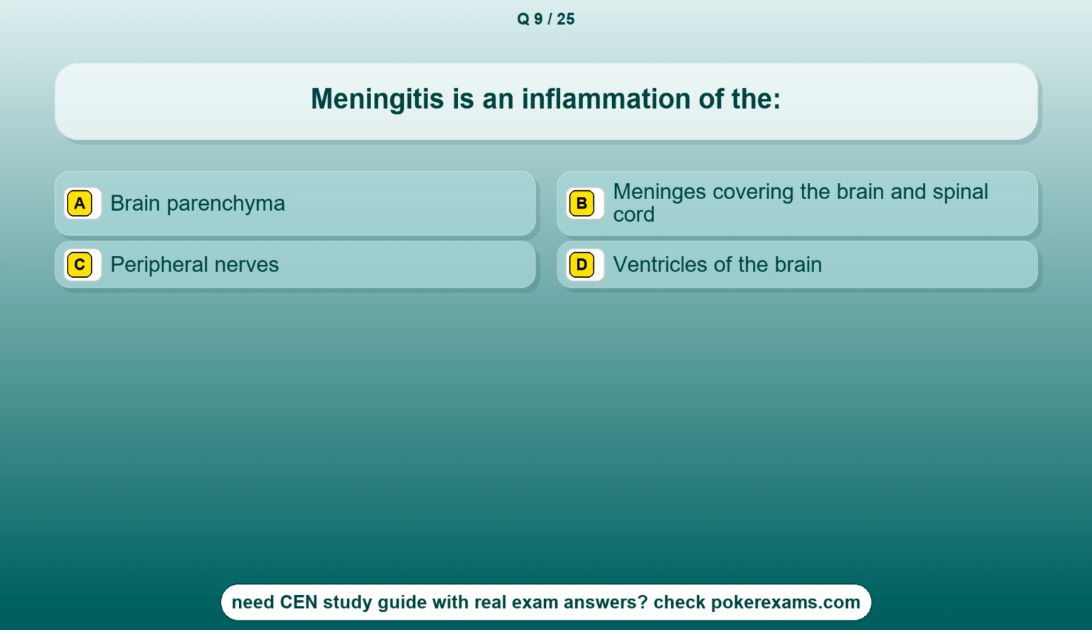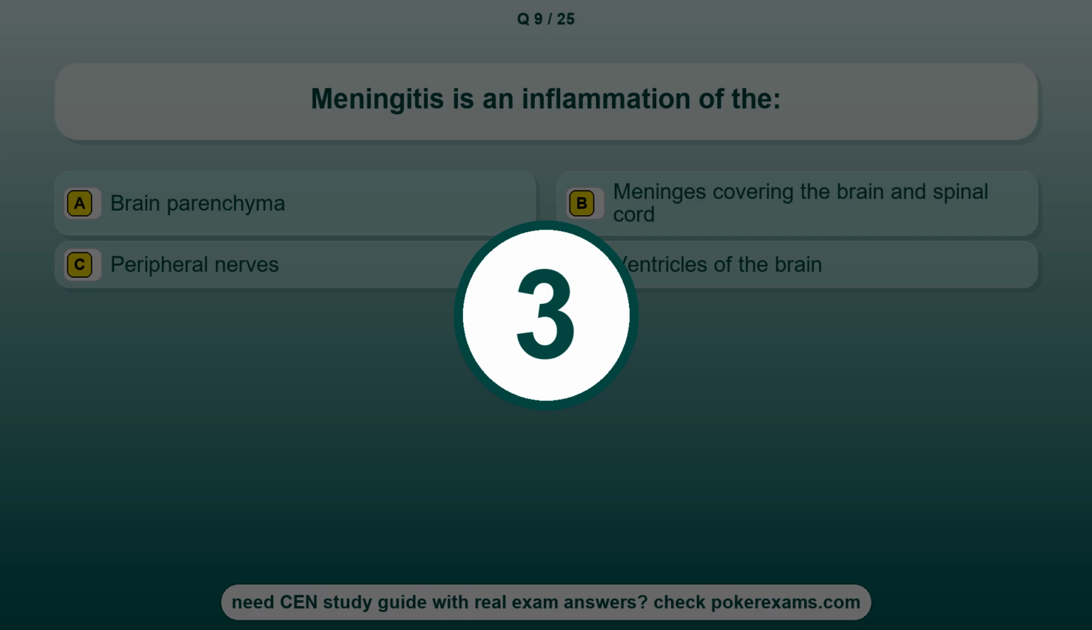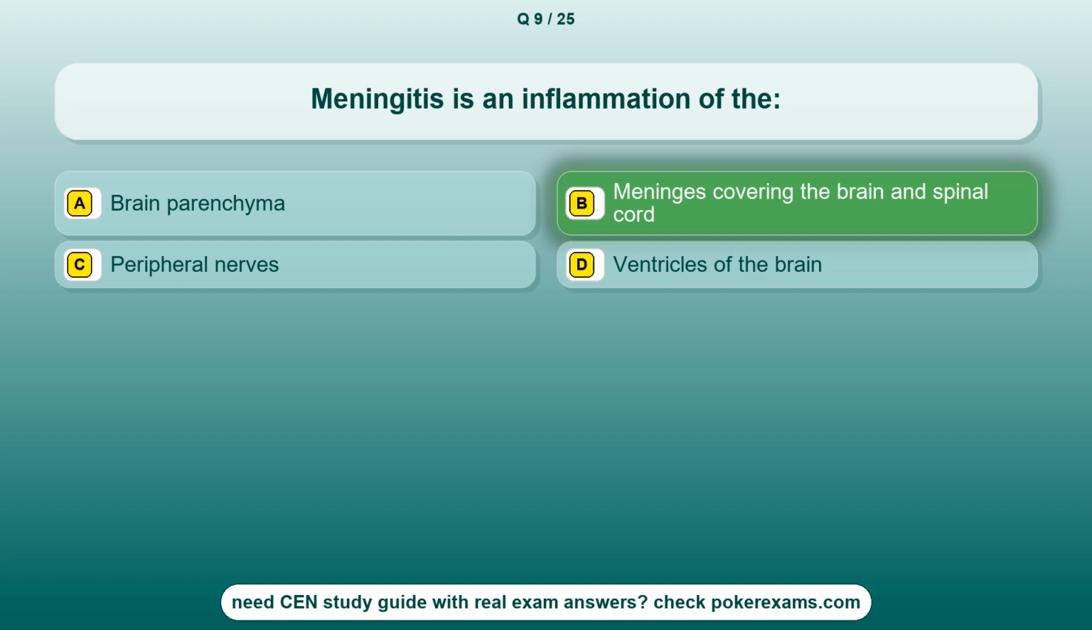Question 9. Meningitis is an inflammation of the Option A, brain parenchyma. Option B, meninges covering the brain and spinal cord. Option C, peripheral nerves. Option D, ventricles of the brain. The correct answer is option B, meninges covering the brain and spinal cord.